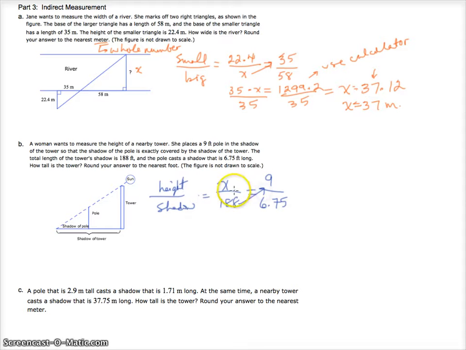Now I want to start working this out to solve it. I'm going to cross multiply. I'm going to get 6.75 times x, which is just 6.75x, equals 188 times 9. We're going to be using a calculator throughout the problem. 188 times 9 is 1,692. And we'll divide both sides by 6.75.